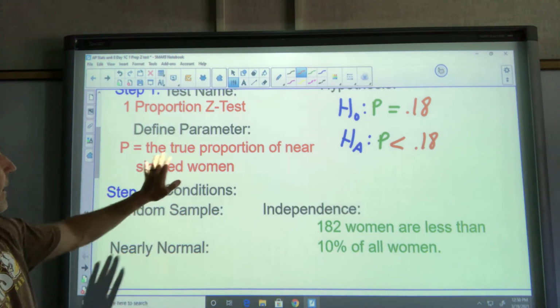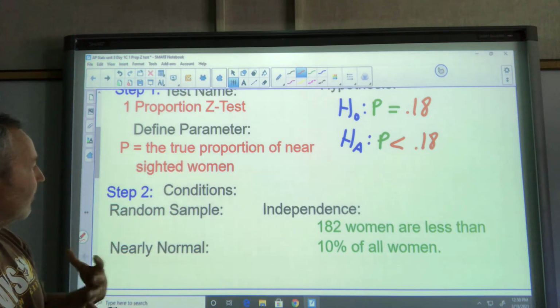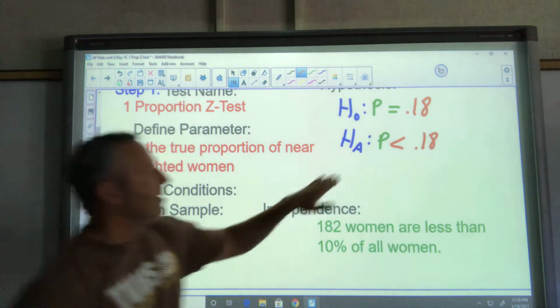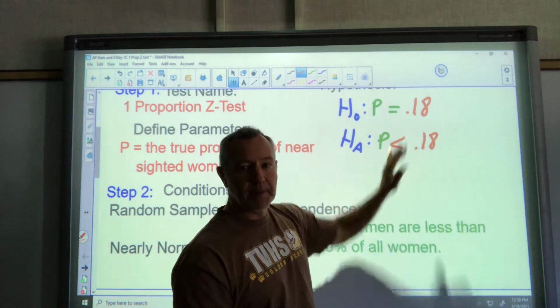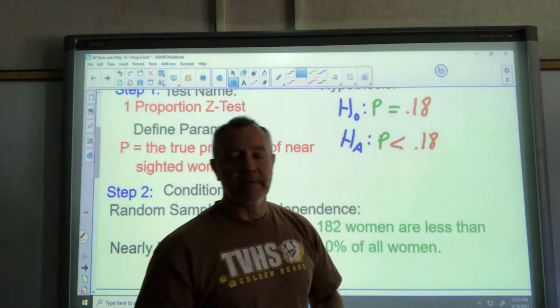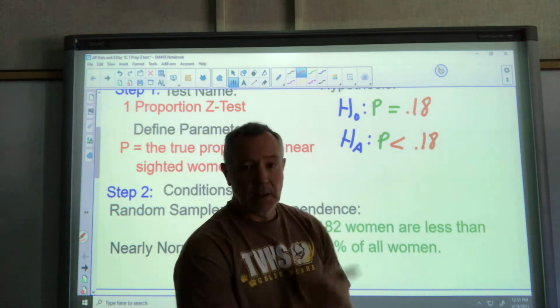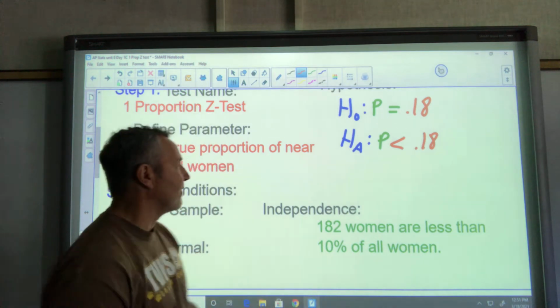Define P. P is the true proportion, again, not a p hat or from a sample. The true proportion of nearsighted women, that's what we're looking at. If nothing special is going on, it should be 18% like the men. But if we discover something unusual, if our findings were significant, we might discover that women have a lower percentage of, or less likely to being nearsighted. That would be something interesting we found out.